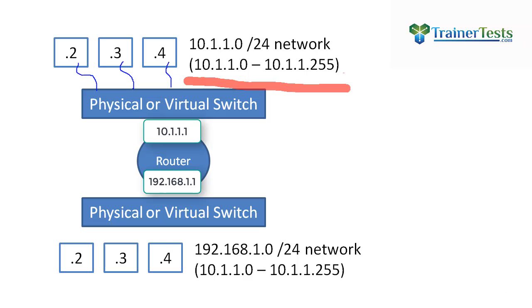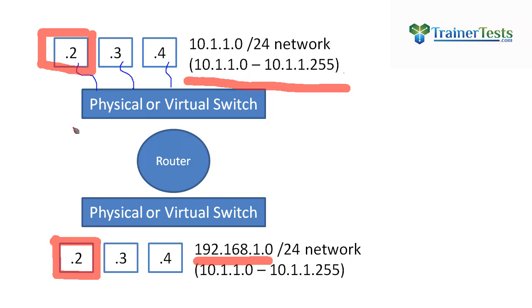The router works at layer 3 of the OSI model. So let's say, for example, we have a machine here, 10.1.1.2, and it sends some traffic towards 192.168.1.2, some machine on the 192.168.1.0 network. That traffic is going to be directed towards the default gateway. And the default gateway will receive that packet. And here's what that packet looks like.